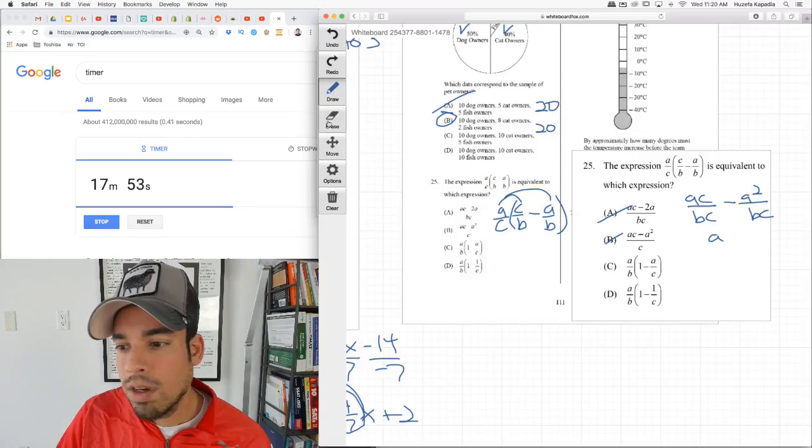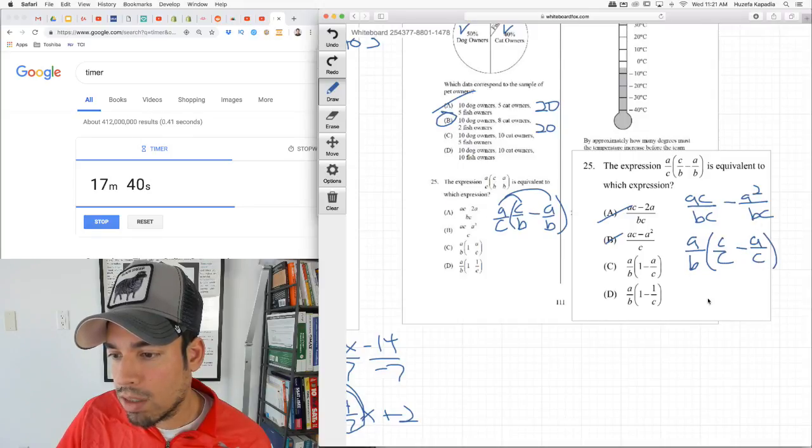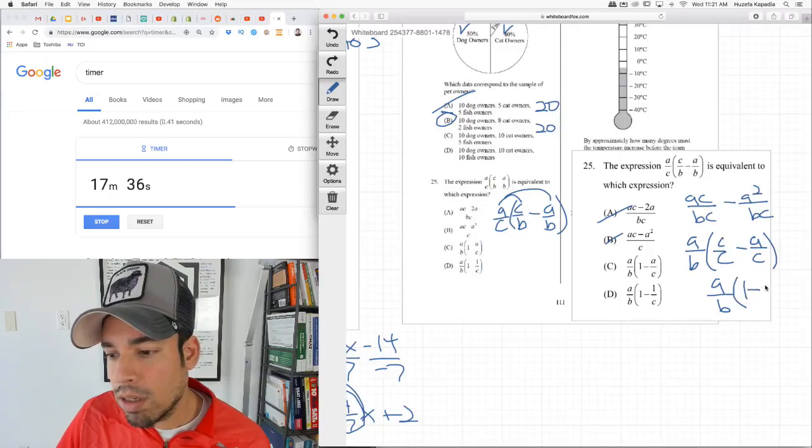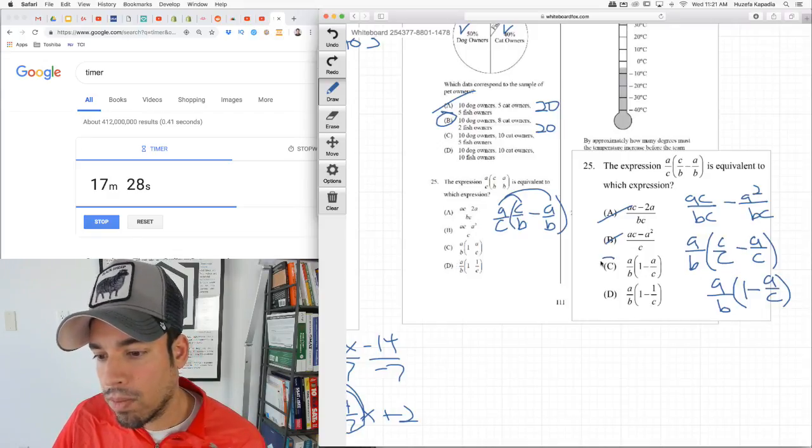Okay, so now I'm going to factor out a over b from this. So a over b. From this we have c over c minus a, since a from a squared is just an a, and then we pulled the b out from that and we got c. C over c is 1. So it's a over b times 1 minus a over c. And there's our answer, which is D. I'm sorry, C. 1 minus a over c, not 1 over c.